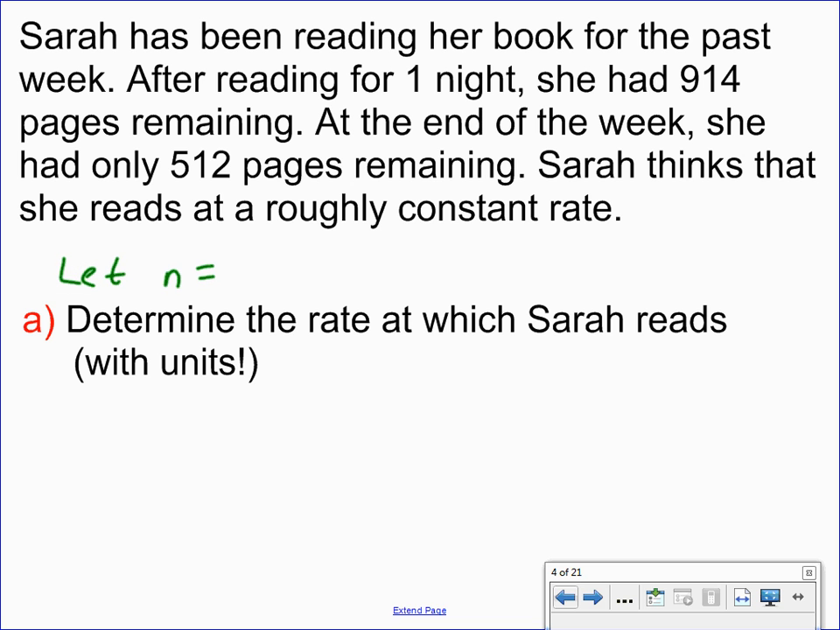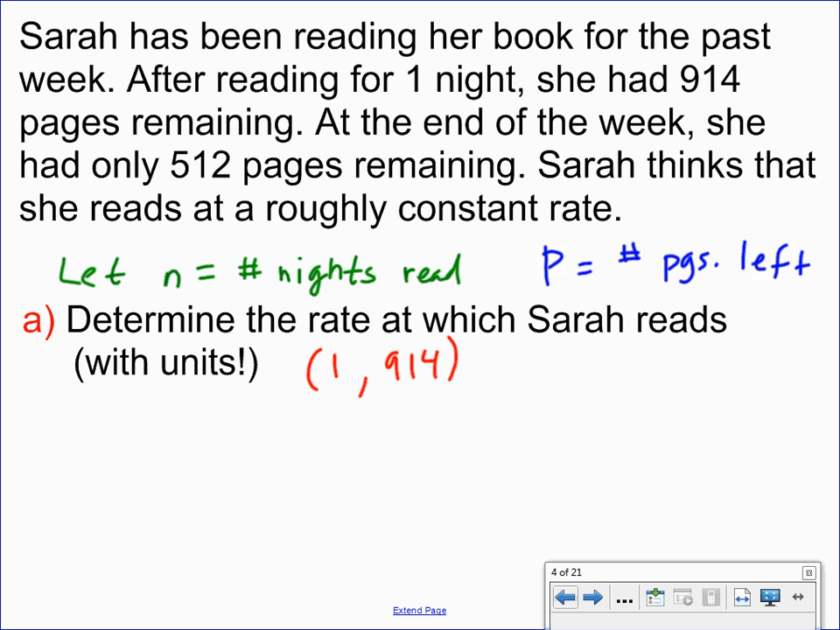So we'll let n equal the number of nights she's read. We'll let p equal the number of pages remaining. And now we've got two ordered pairs. After one night, she's got 914 pages remaining.